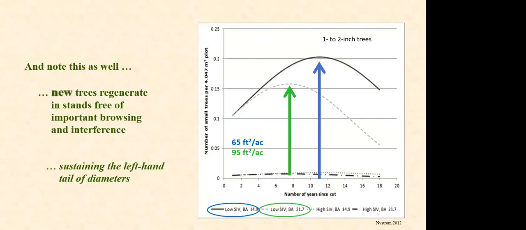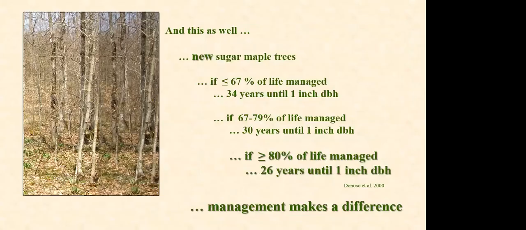So the green bar shows the peak numbers for stands cut to 95 square feet, about 150 trees to the acre. And the blue bar shows the pattern for 65 square feet, about 200 trees to the acre, in 1 to 2 inch trees that are recruited to the stand structure.